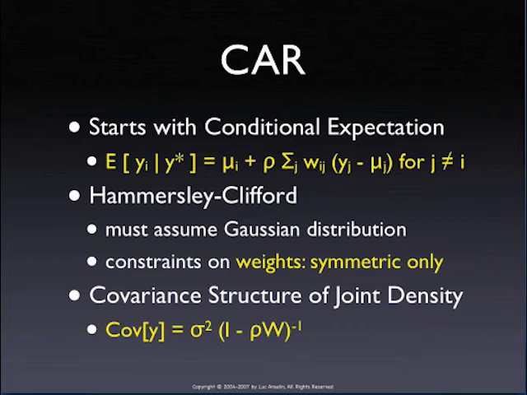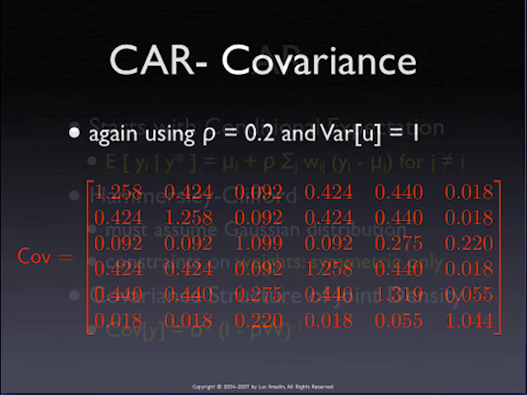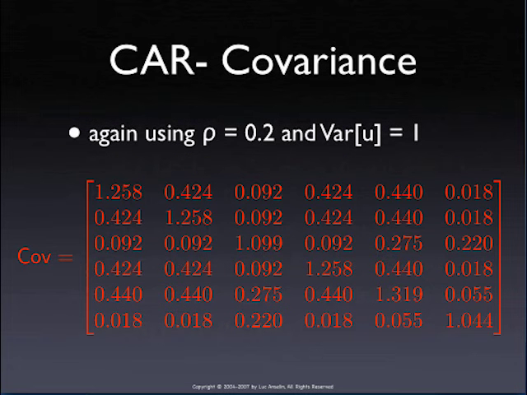So we'll do the same thing. We have the model. We stick in the parameter value, same rho of 0.2, and then out comes the covariance matrix. Again, we see the variances are not constant. We see the off-diagonal elements.